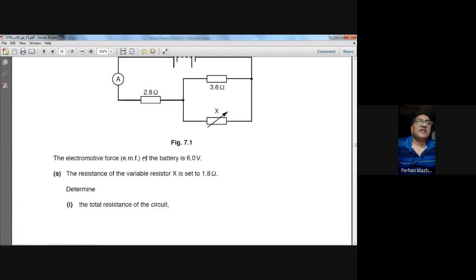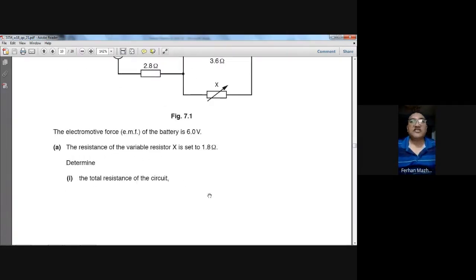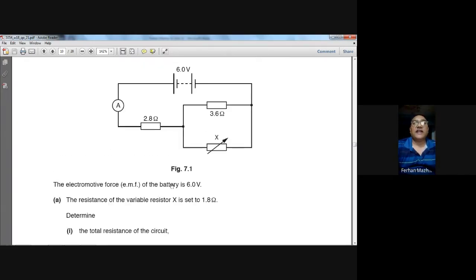Okay. The question is: the electromotive force of the battery is 6 volt. The resistance of the variable resistor X is set to 1.8 ohm. Determine the total resistance of the circuit. So if this is 1.8 ohm and this is 3.6 ohm and this is 2.8 ohm, you want us to find out the total resistance of the circuit.